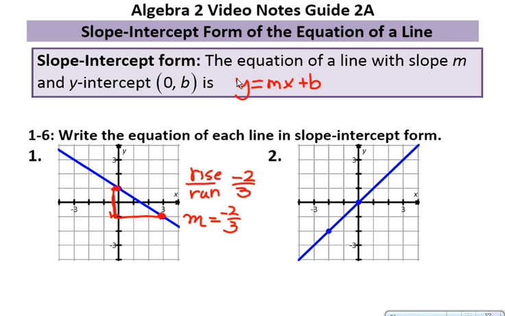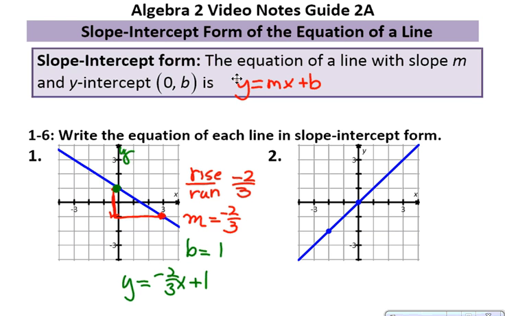The y-intercept is the place where it crosses the y-axis. So the line crosses right there at 1. So our b is equal to 1. So our equation then is going to be y equals negative 2/3 x plus 1.